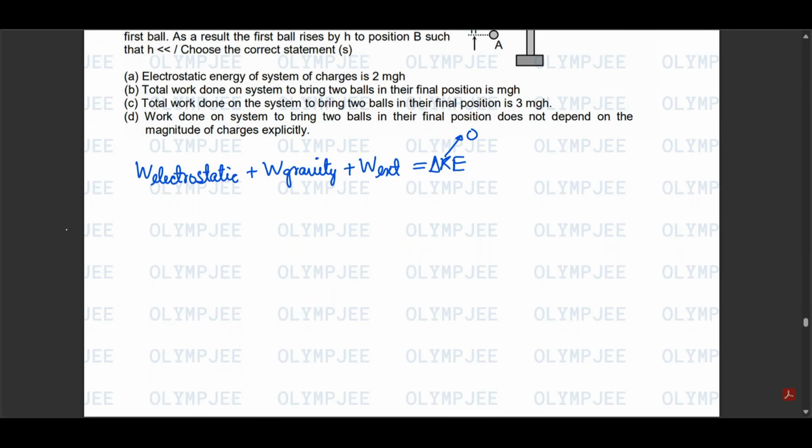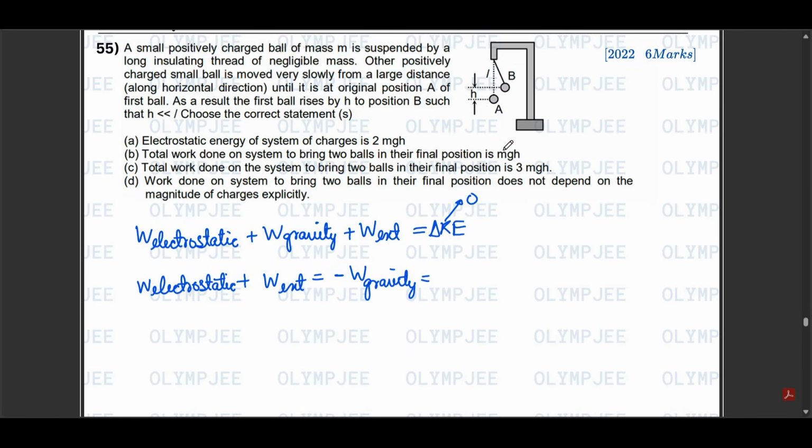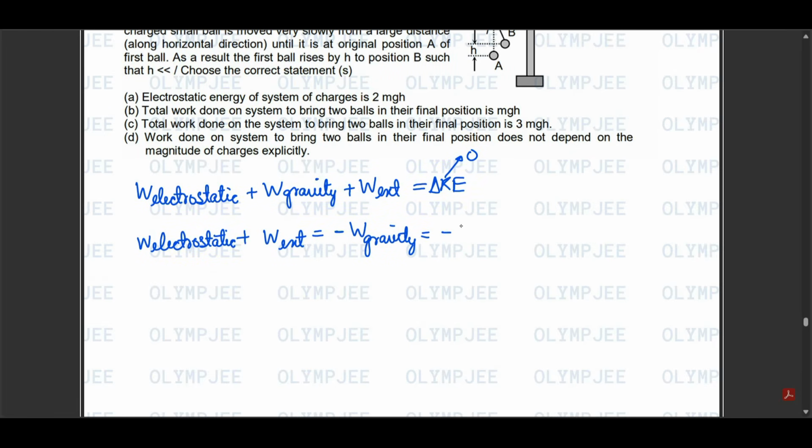So we will get that the work done by the electrostatic force plus the work done by the external force is equal to minus of the work done by gravity. Since this ball is rising a height h, the work done by gravity is minus mgh, and with another minus from this, it becomes mgh.